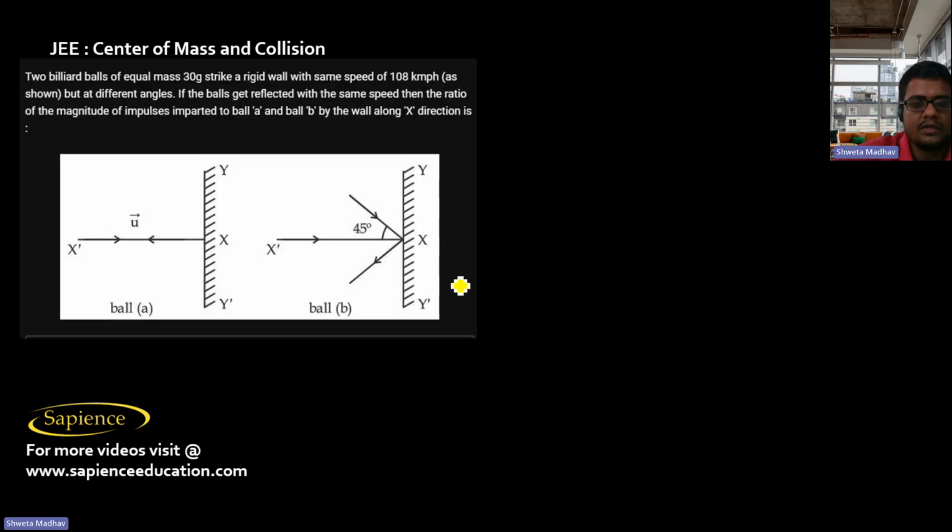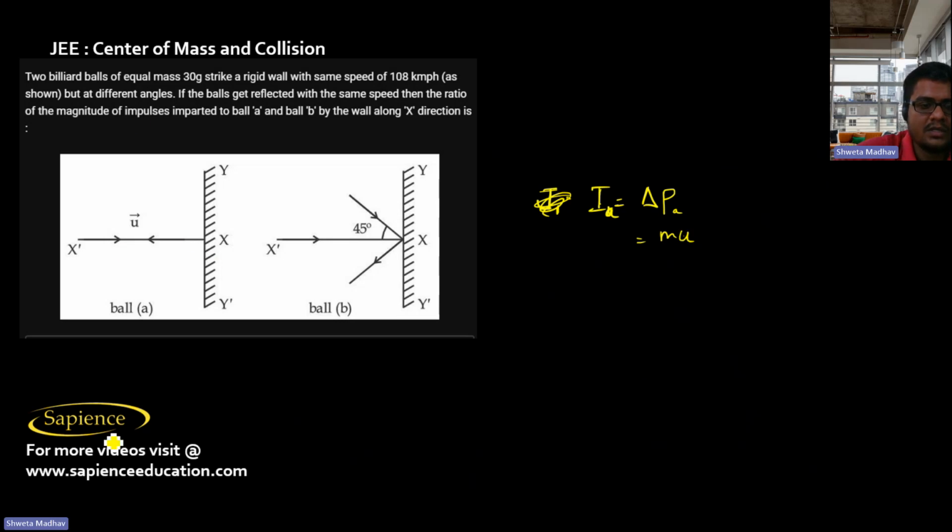Okay, so here you have to find out that. In case A, the impulse imparted, in case 1, we can call it J1 or I1, suppose impulse on ball A, IA, will be equal to the change in momentum of ball A.